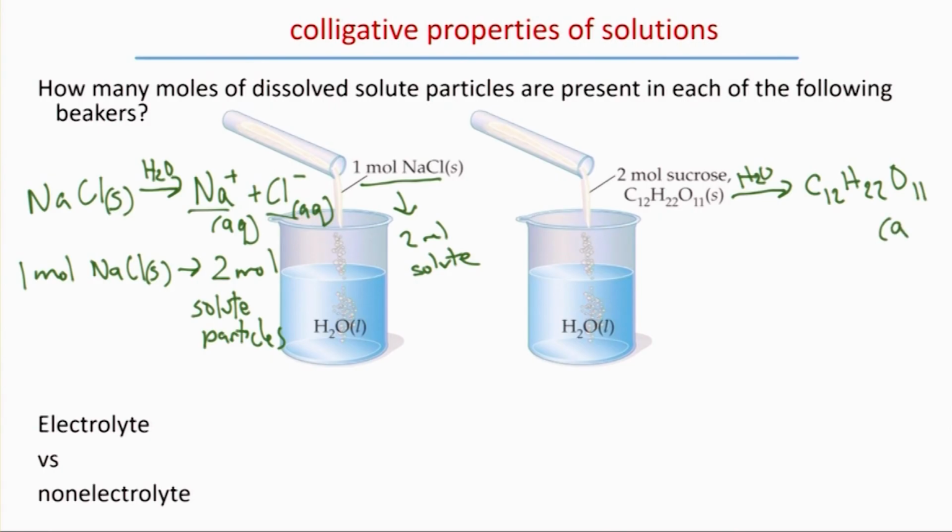C12H22O11. This time it's aqueous. So we can take 2 moles of sucrose. Since we have a 1-to-1 here, we haven't done anything, just changed its phase. We have 2 moles of sucrose, which gives us 2 moles of solute particles.